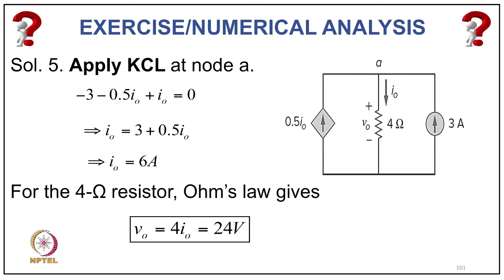From this you can find out I0 equal to 3 plus 0.5 I0, so I0 will be equal to 3 upon 0.5, that is 6 ampere. And for the 4 ohm resistor, Ohm's law gives V0 equal to 4 into I0, and I0 we got as 6 ampere. So, we know V0 equal to 4 into 6, that is 24 volt.